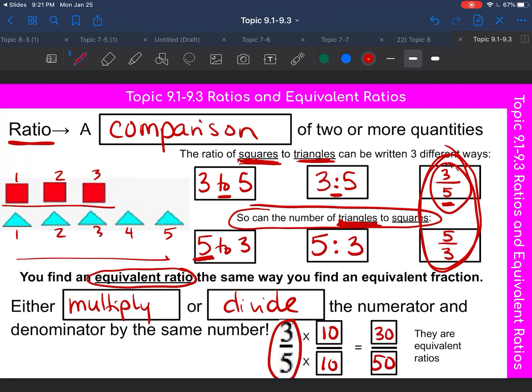So there are a bunch of different ways you can write equivalent ratios. I like to do it in fraction form, just because it's easy to see an equivalent fraction, and it's basically the same thing as an equivalent ratio. So let's look at some examples.